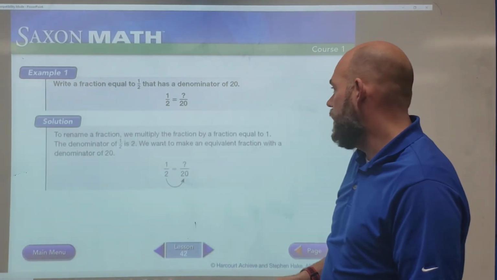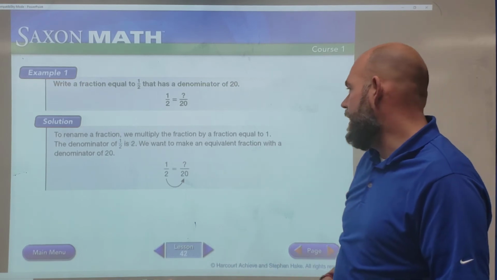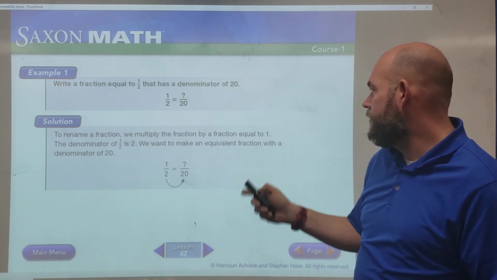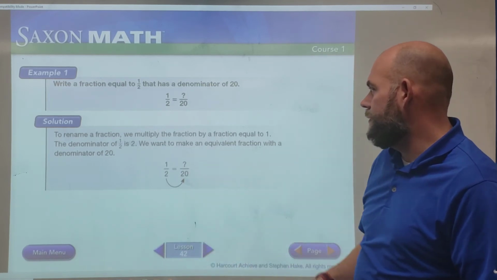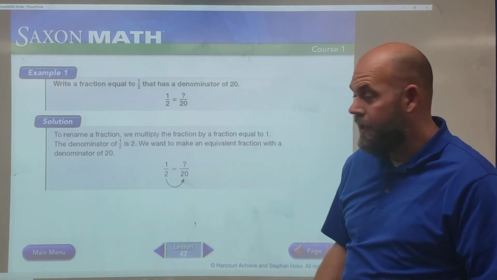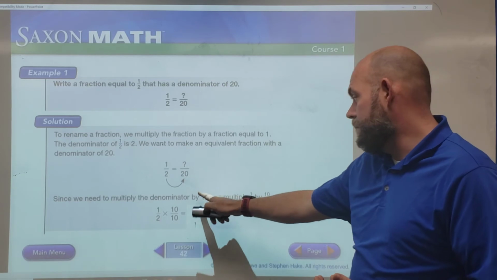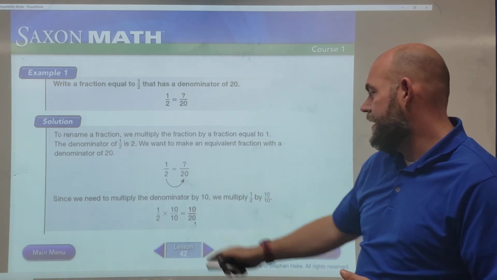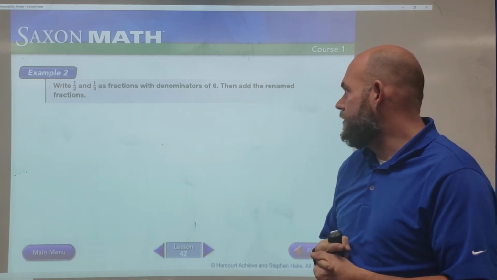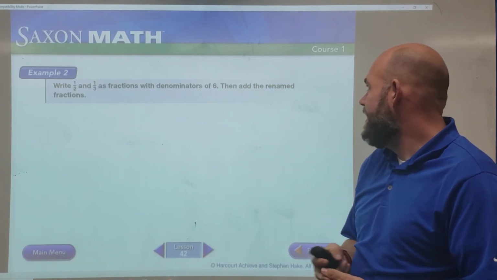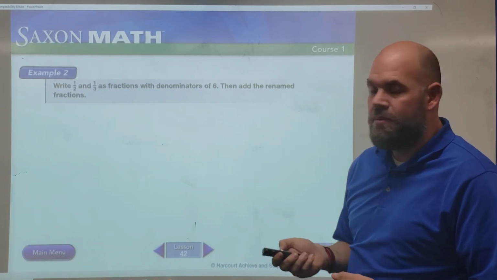Absolutely, so it works. All right, so to rename a fraction, we multiply it by something equal to 1. The denominator of 1/2 is 2, so we want to make an equivalent fraction with a denominator of 20. We do that by multiplying by 10 like we just did, and we get 10/20ths. All right, write 1/2 and 1/3 as fractions with denominators of 6. Then add the renamed fractions.